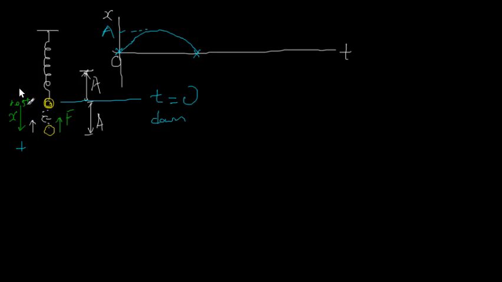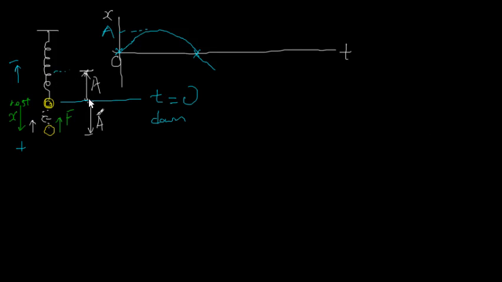Now I'm calling my upward direction negative. The negative direction is upwards. So when the ball overshoots and goes above its rest position, x is negative. If I continue plotting the graph from here, it will become negative. The ball will go all the way up until its maximum displacement on the other side, which is here.